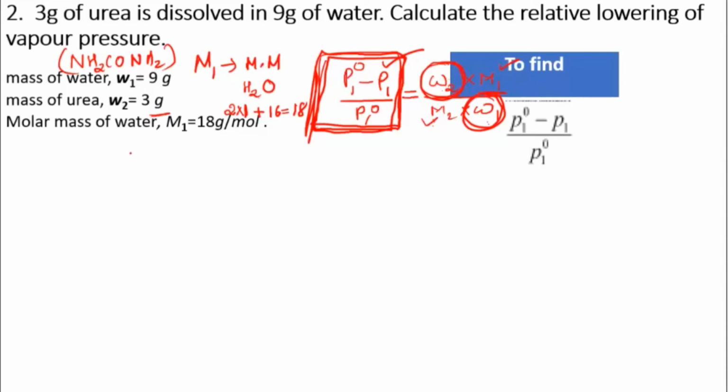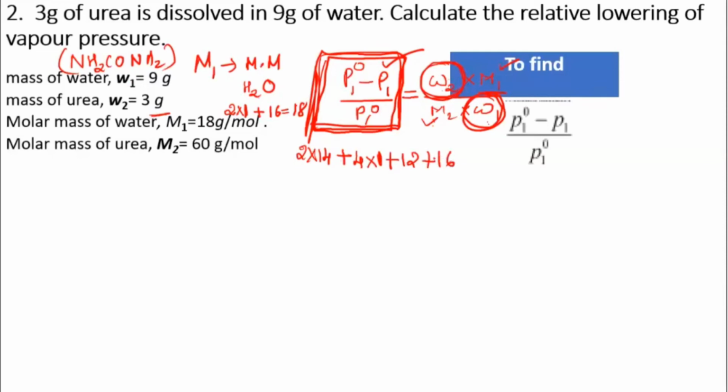Yes, good. Everyone got? Molar mass of urea is 60 gram per mole. You have 2 nitrogen there, that is 2 into nitrogen is 14, plus hydrogen is 4, so 4 into 1, plus 1 carbon, so 12, plus 1 oxygen, so 16. If you add them together, you will get 60. Now it is direct substitution. You got everything.